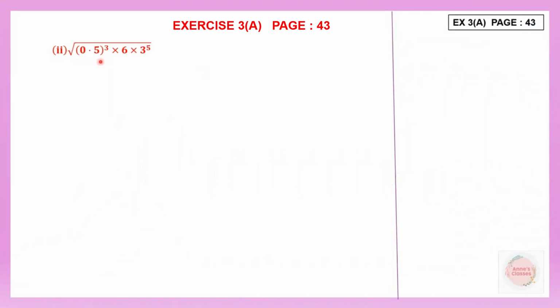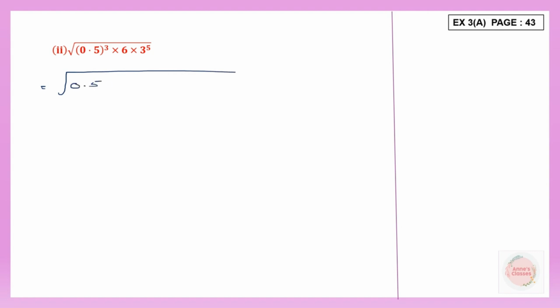Question 2. So here we're going to expand this first and then find the square root. So let's do that. This is equal to, now we need to expand this. So 0.5 3 times, 0.5 into 0.5 into 0.5. Now the next one is into 6 and then we have 3 5 times. So 3 into 3 5 times, fourth time and the fifth time.